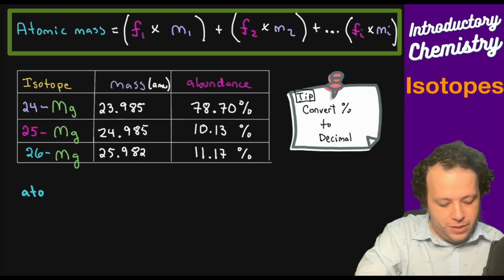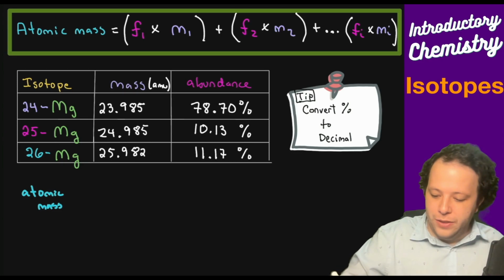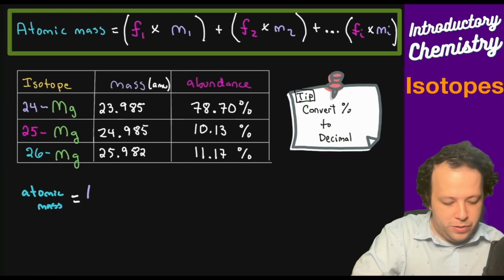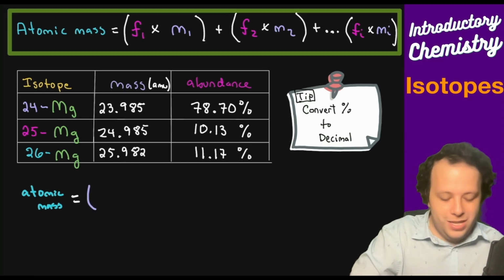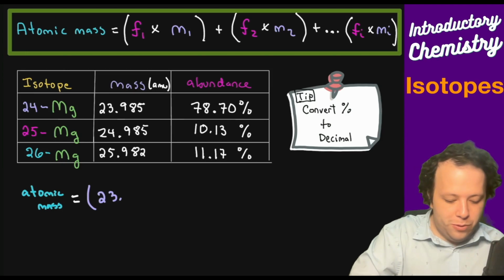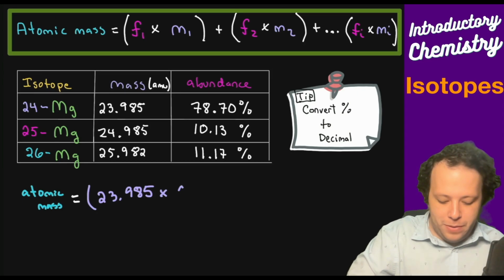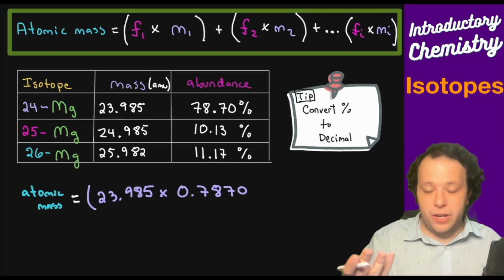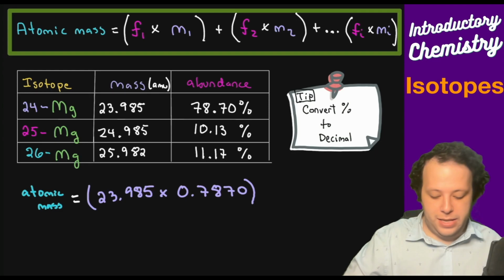So we have our atomic mass, which is going to be equal to each individual isotope. For the first part, we have our first line, which I'll do in purple to match the colors. So we have 23.985, which is our mass, and then we'll multiply that by the decimal of our percent. So we're just dividing 78.70 by 100 to get it into that decimal form. So that would be number 1.